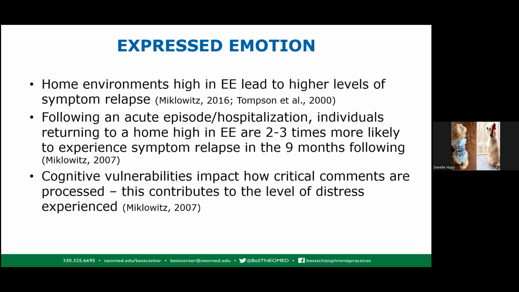So we do know that home environments that are high in expressed emotion do lead to higher levels of symptom relapse, especially following an acute episode or a hospitalization. We know that individuals returning to a home that is high in this sort of critical or harsh environment, or those who are overly emotionally involved in what's happening, are really 2 to 3 times more likely to experience a relapse of symptoms in the 9 months following their discharge from a hospitalization. And we also know that those who are more cognitively vulnerable, this impacts how these critical comments are processed. Depending on how they're processed and absorbed, this contributes to the level of distress experienced as well as to their behavioral and emotional responses to these kinds of comments.